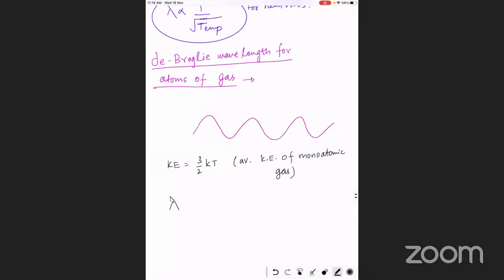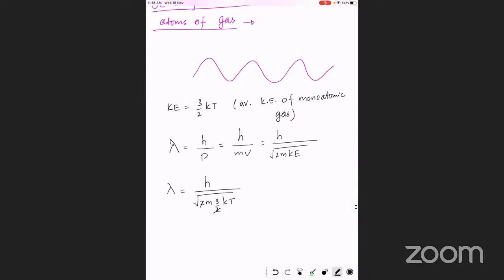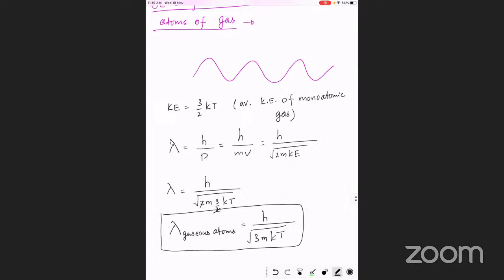So you can write lambda is equal to h by p, h by mv, h by under root 2mKE, and at the place of kinetic energy you can write 3/2 kT. So 2 and 2 will get cancelled and you get the formula for gaseous atom, h by under root 3mkT. Understood everyone?